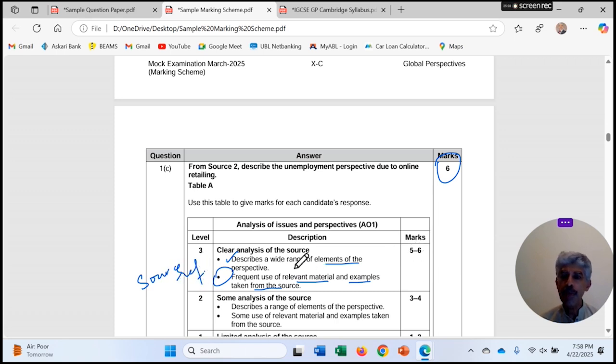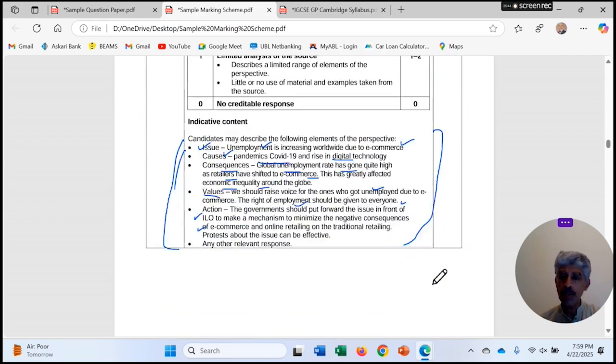Then if they only write this particular point, they will be given 5 marks, and if they give the source reference, the second bullet point, they will be given the 6 marks. So it means that source reference is a must to attain the 6 marks.